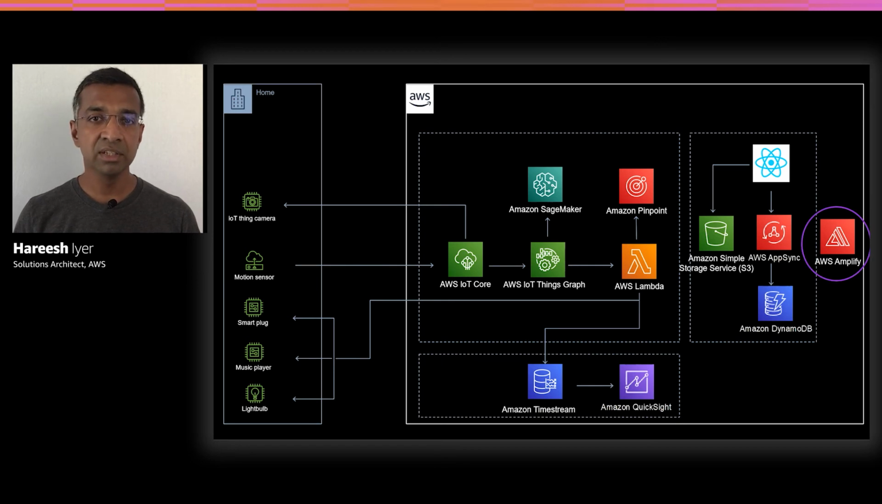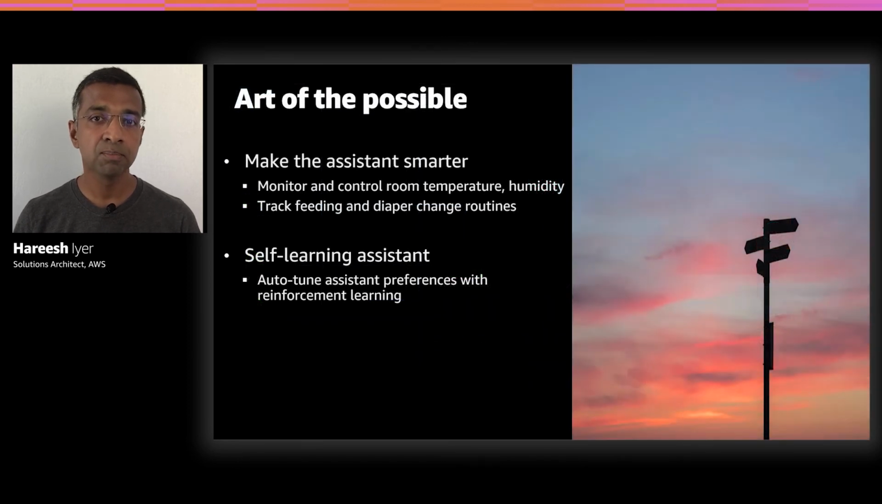The last part here is a mobile app. For this, I'm using AWS Amplify. Amplify lets you build and deploy secure, scalable, full-stack mobile applications quickly. What I like about this architecture is that it's serverless. There are no servers to provision or manage. AWS takes care of scaling these services based on the demand. And the best part, you pay only for what you use.